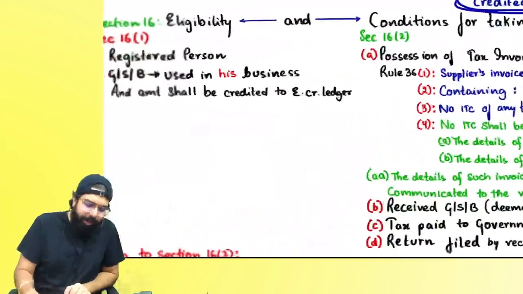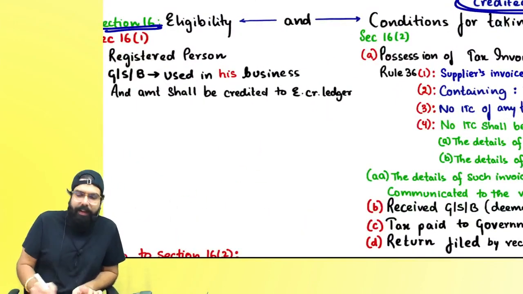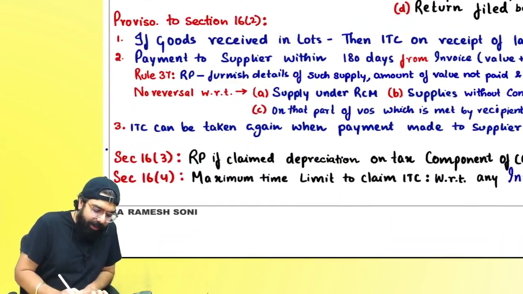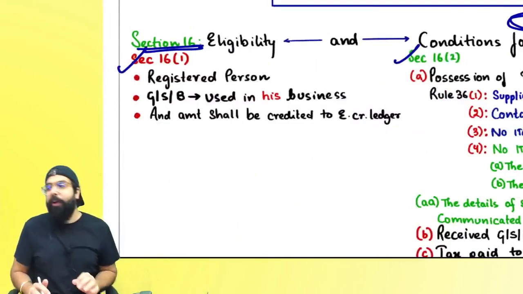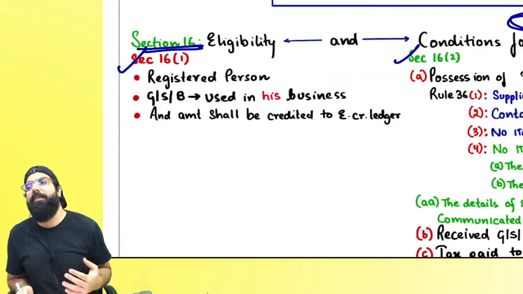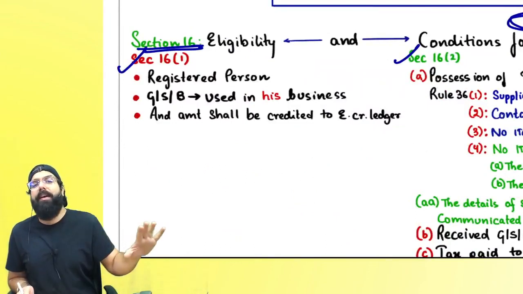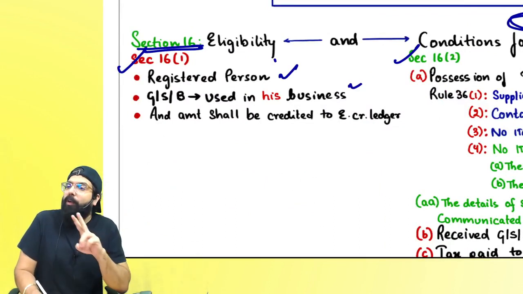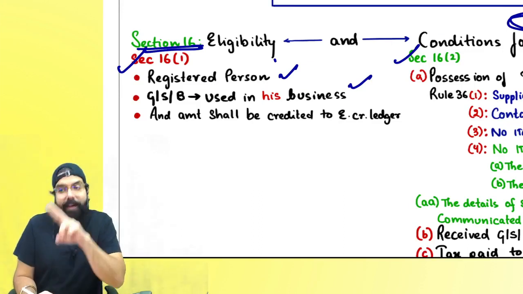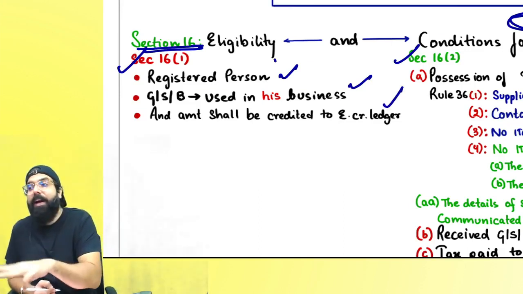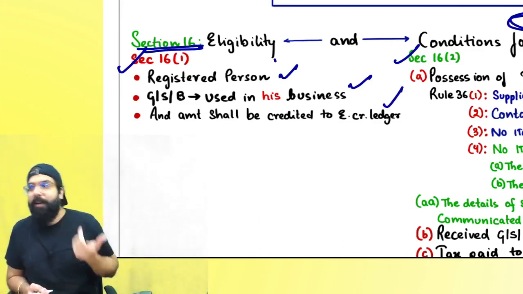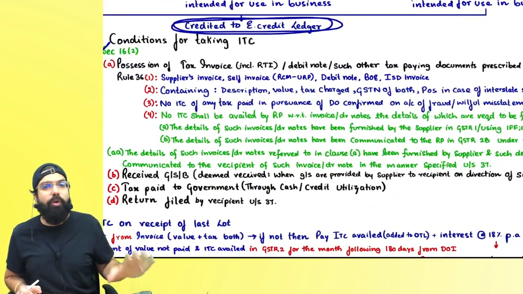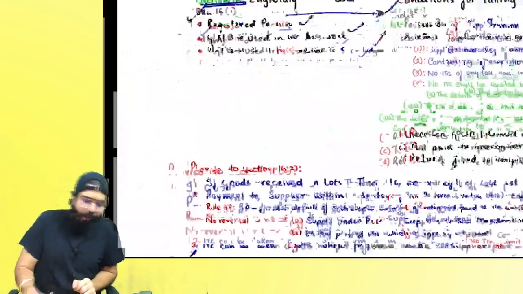Let's understand the first section, section number 16. Section number 16 has 16.1, 16.2, 16.3 and 16.4. Section 16.1 says eligibility and condition subject to which credit will be given. Eligible is a registered person for the goods, services or both which he is using in his business, and the credit will be given in the e-credit ledger. But the credit is given subject to conditions fulfilled under section number 16.2.